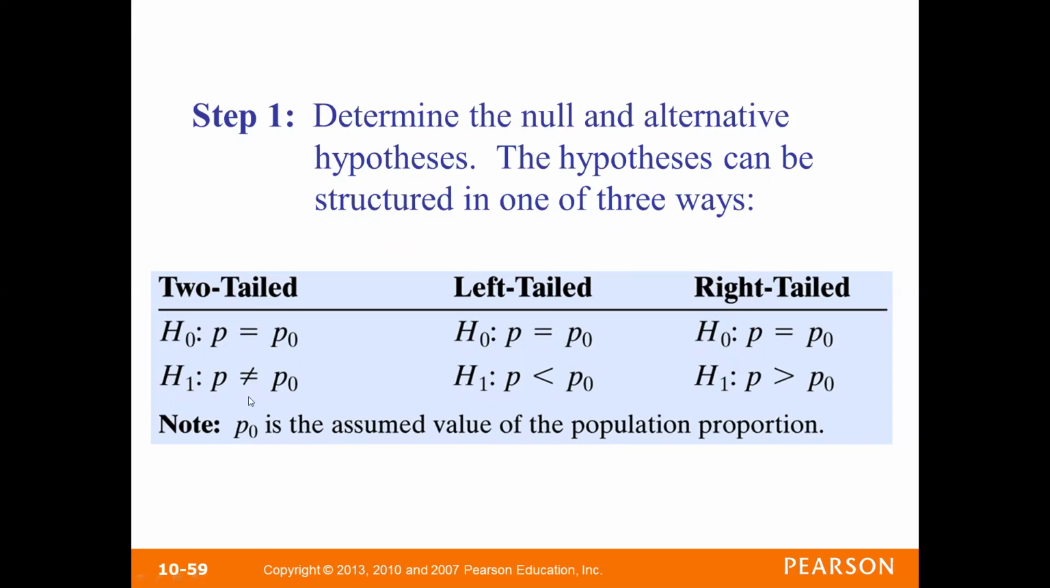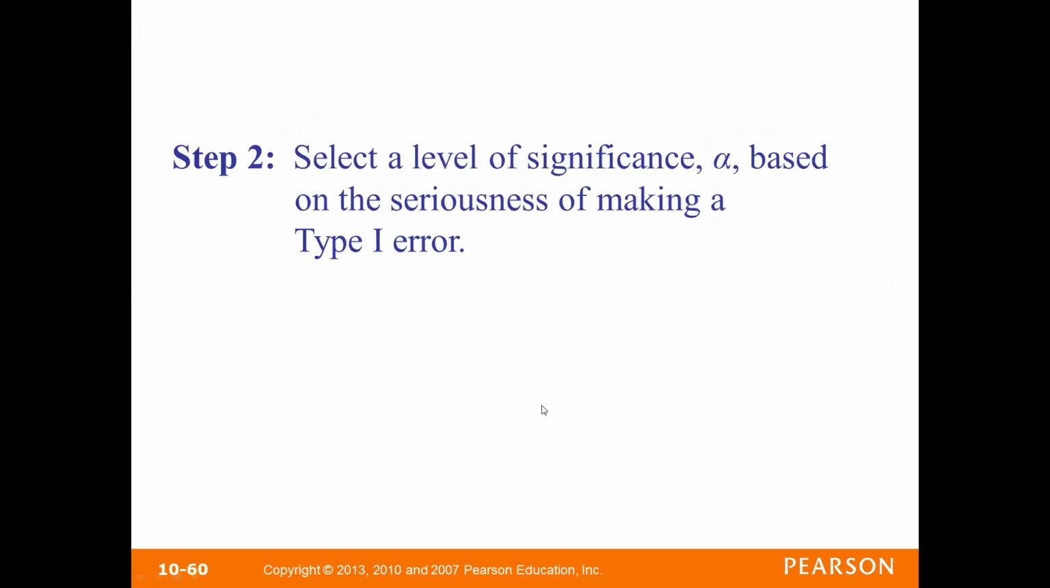That alternative hypothesis will be chosen based off of whether we think it's just not equal, or if we think there's a direction of less than or greater than. We will still do the same process as we did before of picking a level of significance. So we have to pick the type 1 error rate that we're comfortable with.